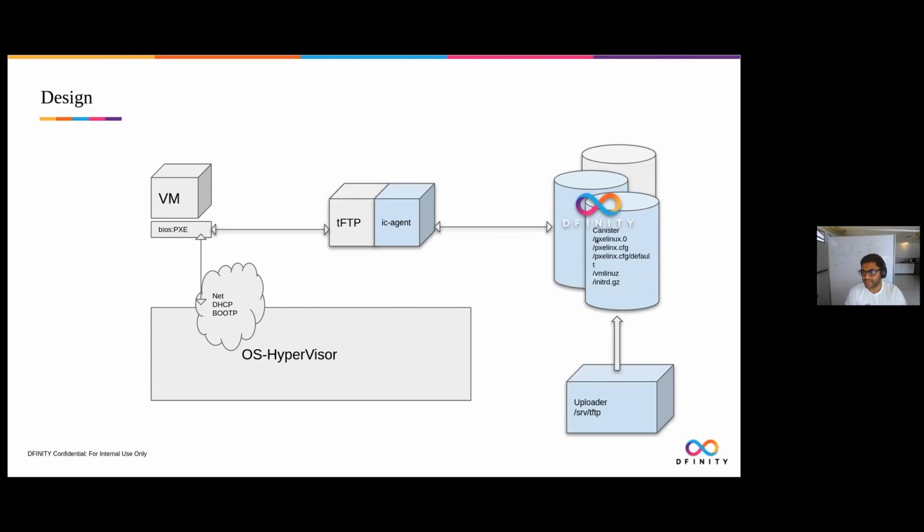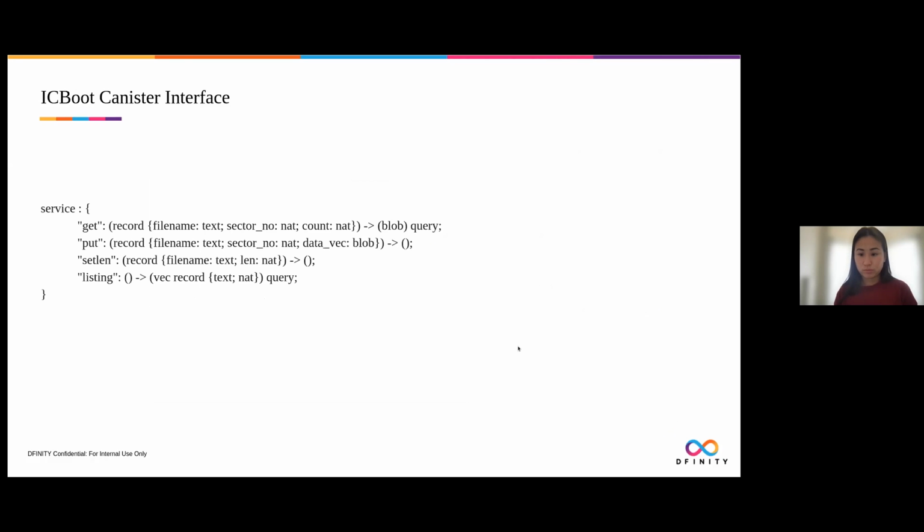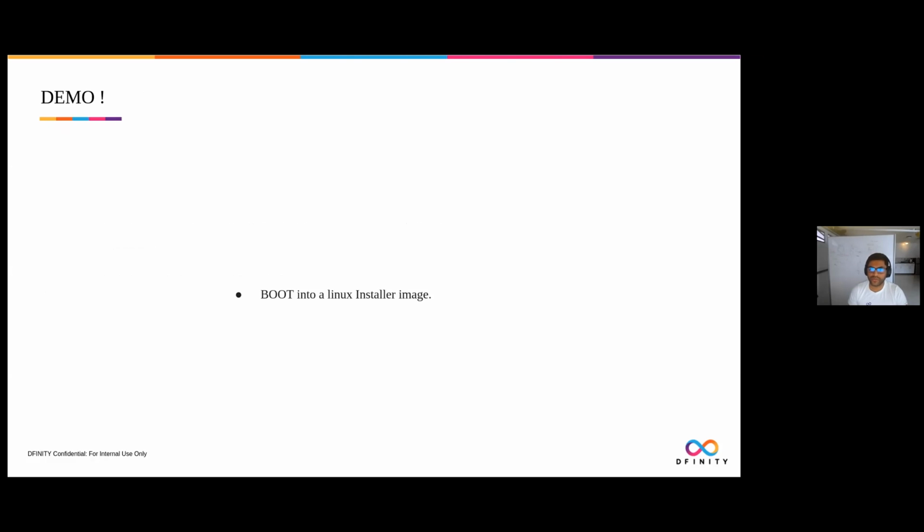So essentially pxelinux.0 is the main bootloader. Once we get access to pxelinux.0, you pretty much can boot into any operating system that you want. Yeah, so all the gray stuff is existing infrastructure and integration. The blue stuff is something which we wrote. Okay. Yeah, so this is the canister interface, and then we can go to the demo.